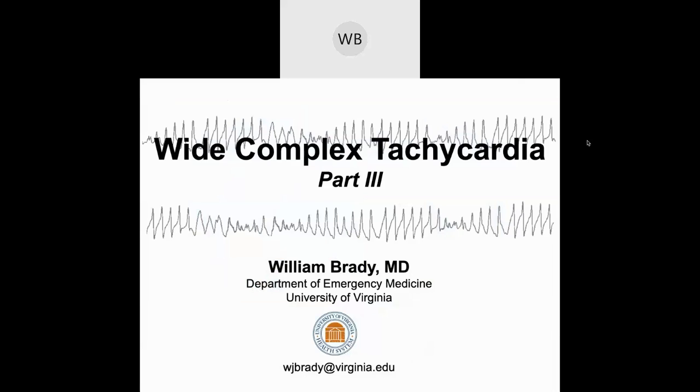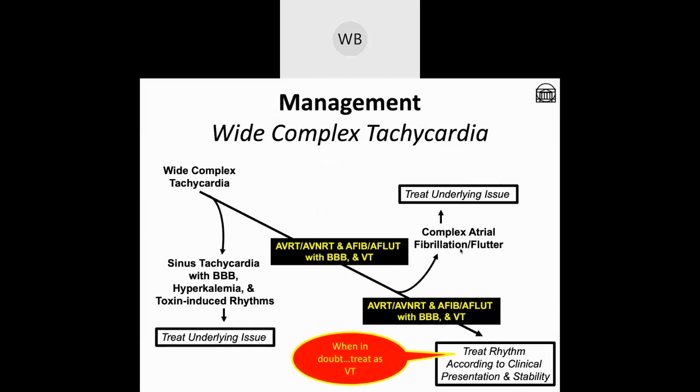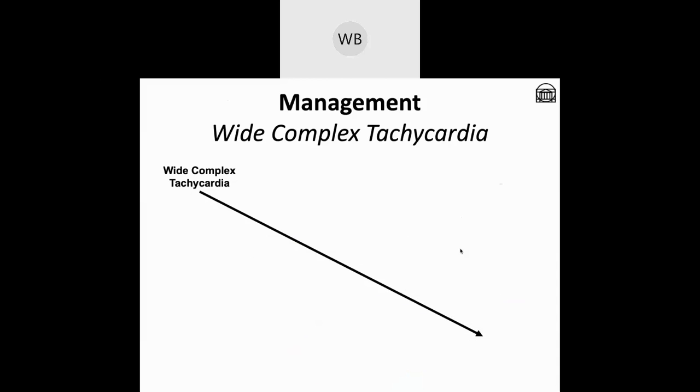So in part 3, we are going to talk about SVT with aberrant conduction versus VT and basically work through a diagnostic algorithm that helps you come to a diagnosis as well as make decisions about the most appropriate therapies. So here is the algorithm or the flow chart. Looks pretty complicated, not really, and we're going to take it step by step.